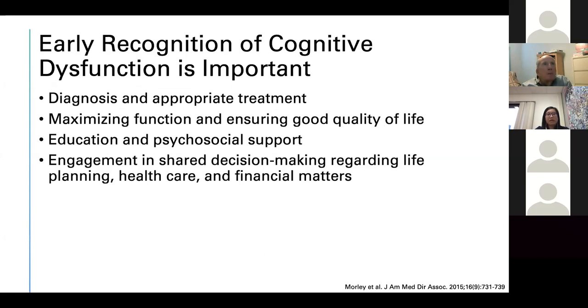Or function. And so early recognition of cognitive dysfunction is important so that the patient can receive a diagnosis as well as receive appropriate treatment for maximizing function and ensuring good quality of life, to provide education and psychosocial support for the patient as well as for their family and caregivers, and to engage them in shared decision-making regarding life planning, healthcare, and financial matters.